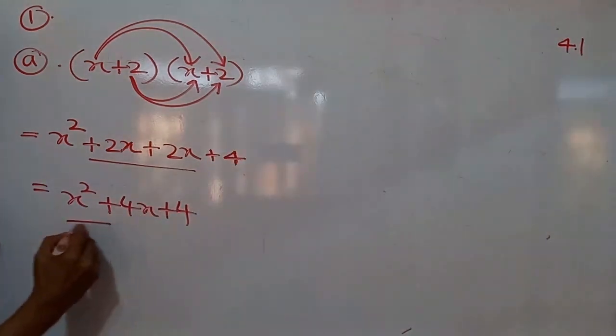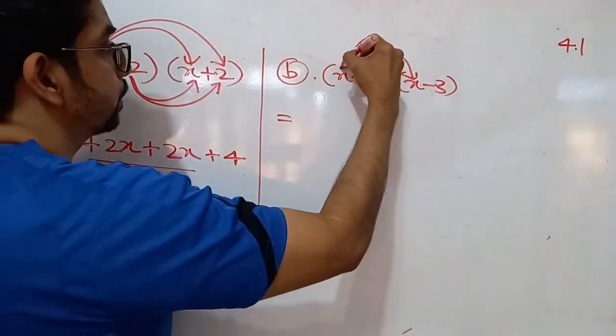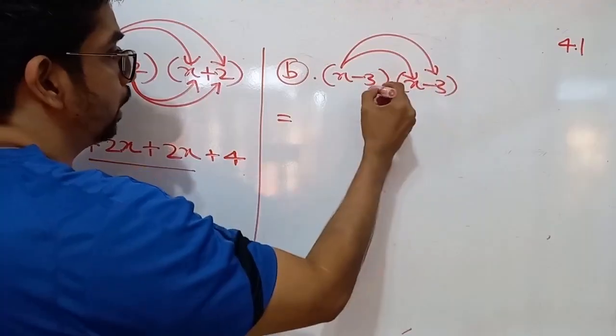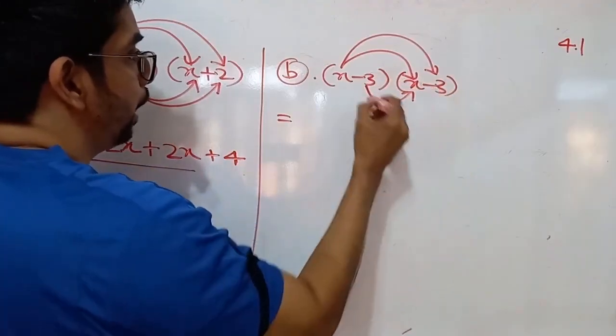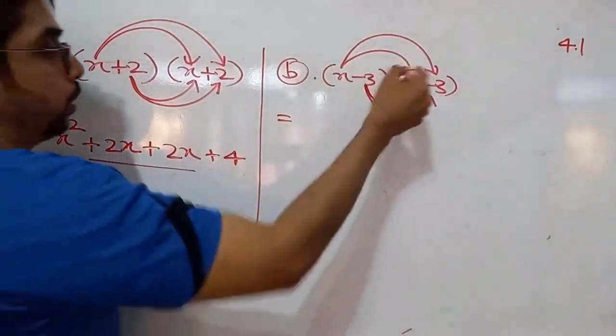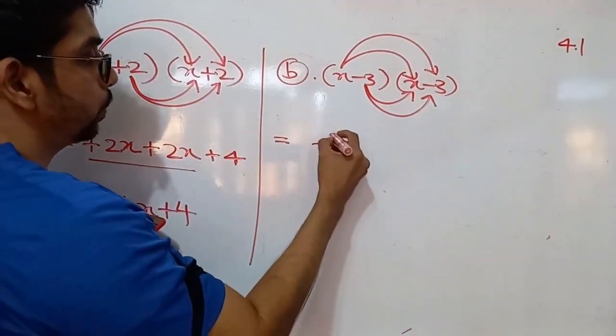Part 14. So x into x, then we have x into negative 3, then negative 3 into x, again negative 3 into negative 3. x into x, we get what? x into x, we get x squared.